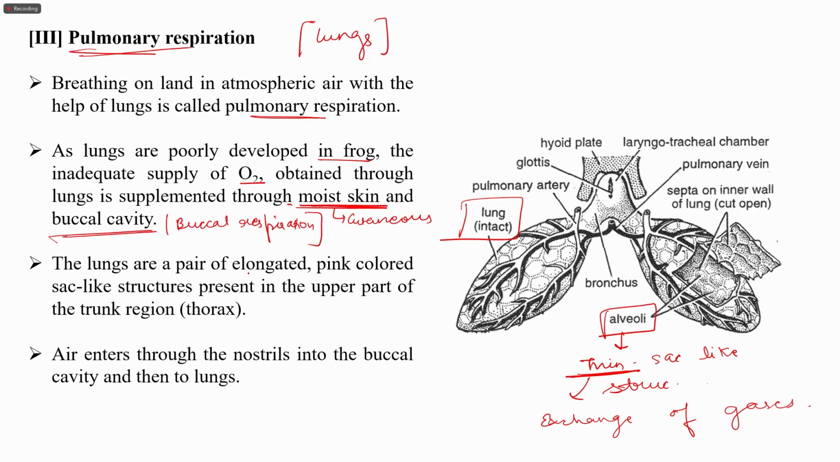The lungs are a pair of elongated pink colored sac-like structures that are present in the upper part of the trunk region. That is, we can call it the thorax, but as such the body is not divided into head, thorax or abdomen region. So the upper trunk region consists of a pair of lungs which is pink in color. Air enters through the nostrils into the buccal cavity and then to the lungs.